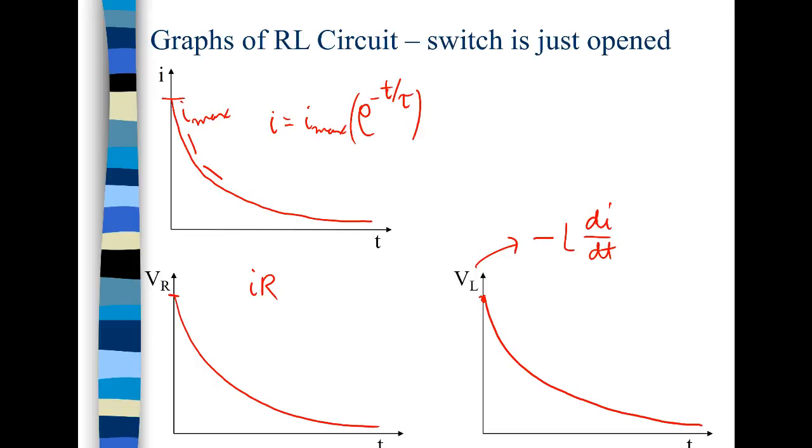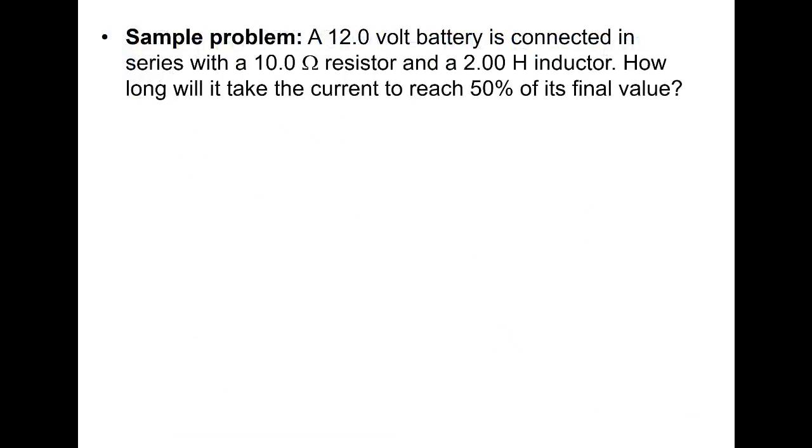So now let's look at a couple of examples. Let's say we have a 12-volt battery and we connect it in series with a 10 ohm resistor and a 2 Henry inductor. How long will it take the current to reach 50% of its final value? Now the final value is what we call I max, which is E over R, and that E is 12 from the battery. So 12 over 10 is just going to be 1.2 amps.